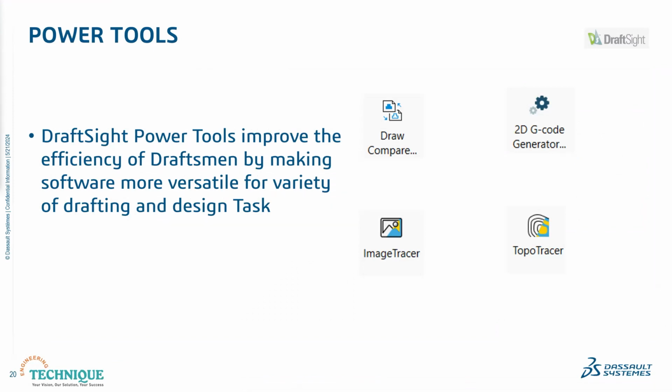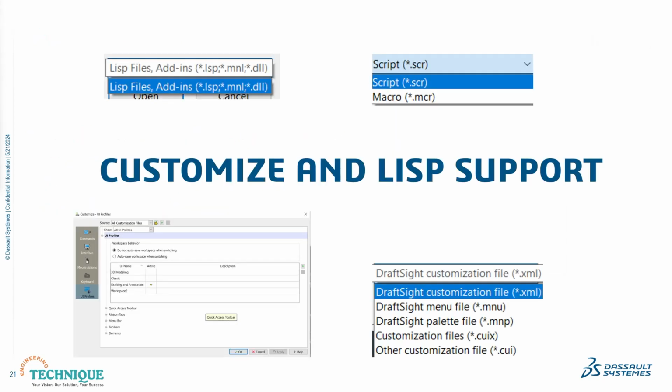So DraftSight power tools improve the efficiency of draftsmen by making the software more versatile for a variety of drafting and design tasks. Now let's check the customization and LISP support.